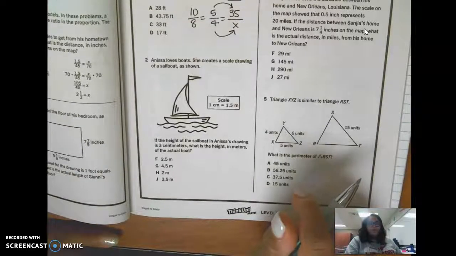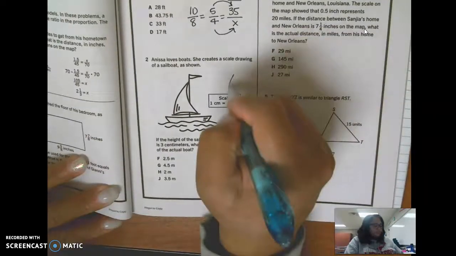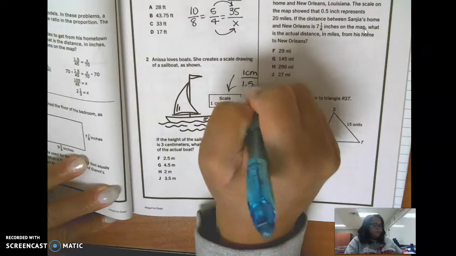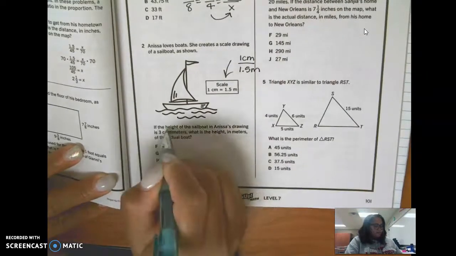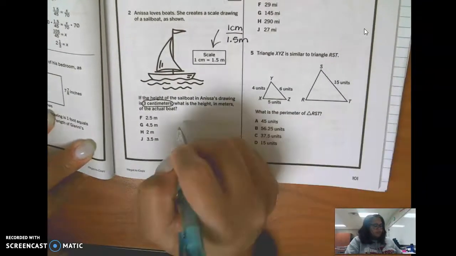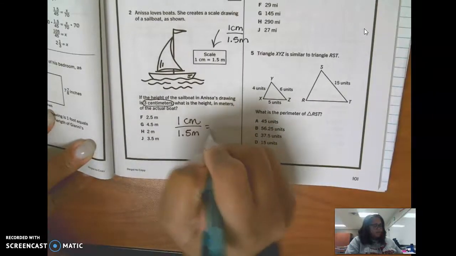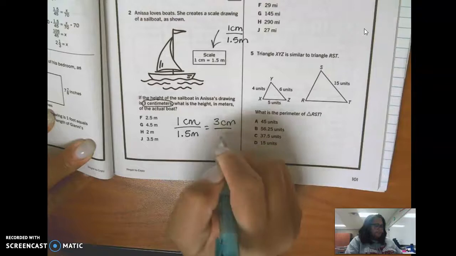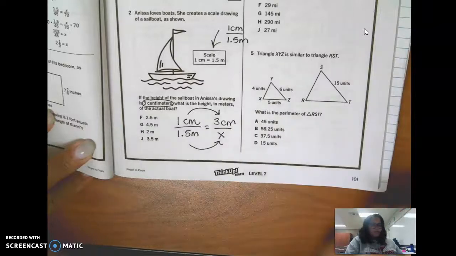Number 2, Anissa loves boats. She creates a scale drawing of a sailboat as shown. There's my rate. 1 centimeter equals 1.5 meters. If the height of the sailboat in Anissa's drawing is 3 centimeters, what is the height in meters of the actual boat? So I've got 1 centimeter over 1.5 meters, and then I have 3 centimeters. Centimeters has to go on top. X. How do you get from 1 to 3? Do the same thing to the 1.5.